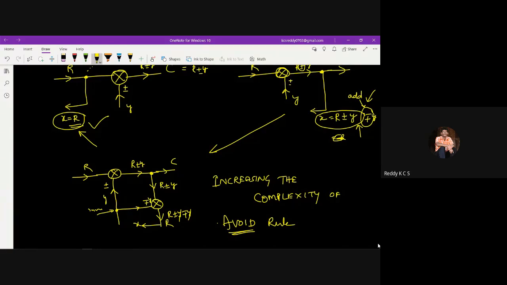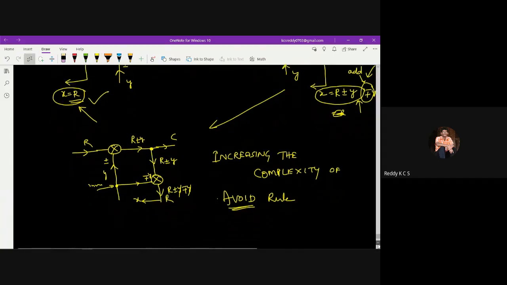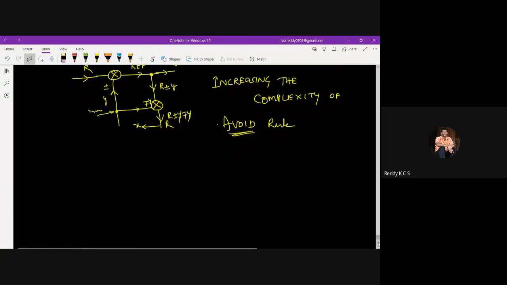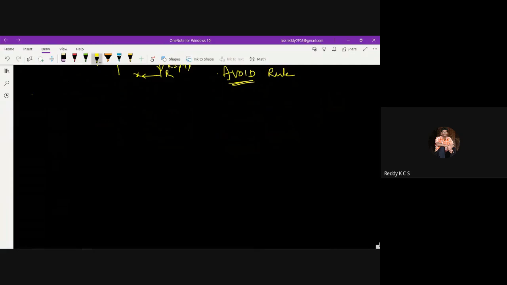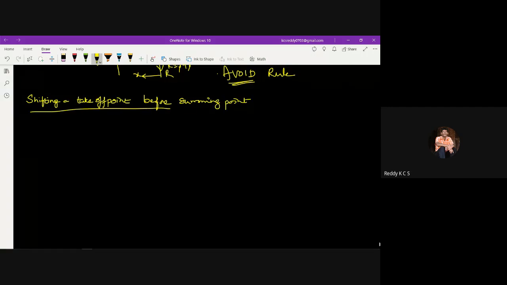And one more critical rule we have is shifting a takeoff point before the summing point. This is the after summing point. Now I'll talk about shifting a takeoff point before the summing point, which means towards the left. So, shifting a takeoff point before the summing point.